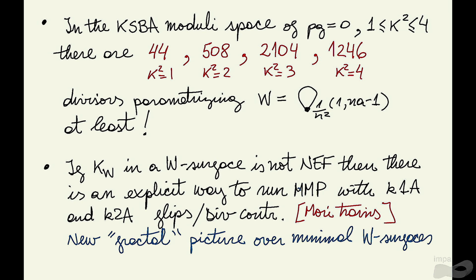Well, what I was saying here, that when you have a W surface, then there is a very explicit way to do flips and divisorial contractions, and you really can find these canonical models and everything. And there is a new fractal picture over these minimal W surfaces that I will explain with these other endings of the MMP.